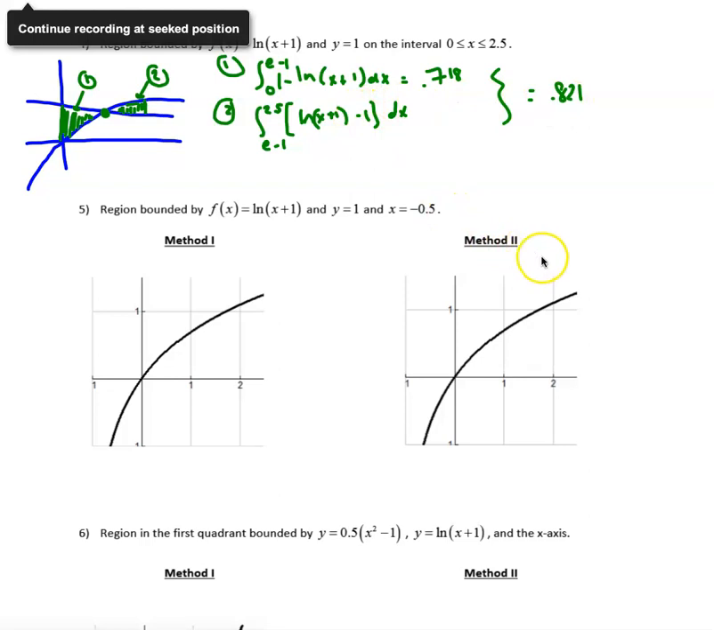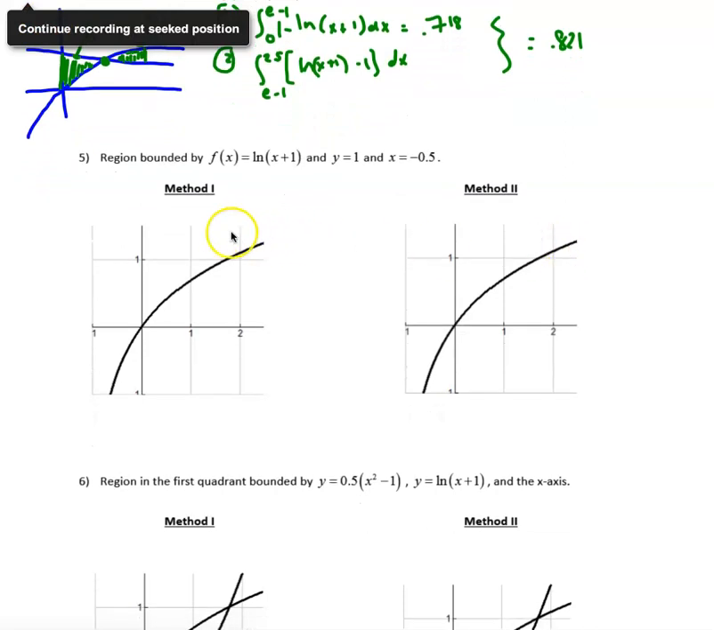So now let's go ahead and try another example. We are going to have two methods again, and let's recall that our method 1 is always going to be with respect to the x-axis here, and our method 2 is going to be with respect to the y-axis. And again, we have our old standby curve, the natural log of x plus 1, and in this case we have the line, the horizontal line, y equals 1. We'll draw it in for both graphs, and then the vertical line, x equals negative 1/2. So let's see what that does to the work that we do.